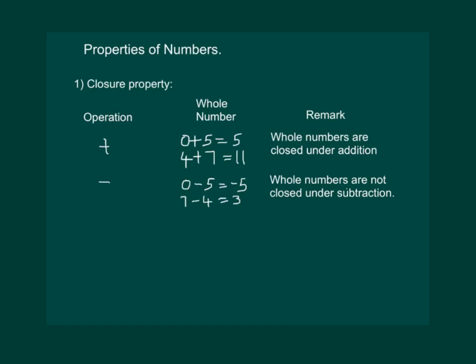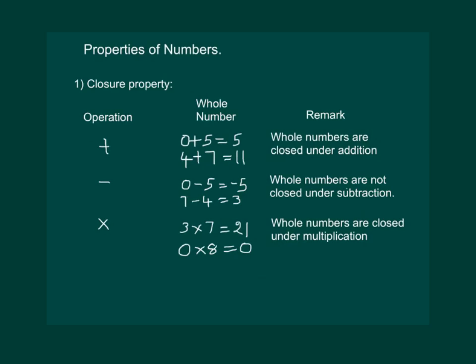Now let us check for multiplication. If we multiply 3 with 7, we get 21, which is also a whole number. Let us check for 0 into 8 is 0, which is also a whole number. So we say that whole numbers are closed under multiplication.